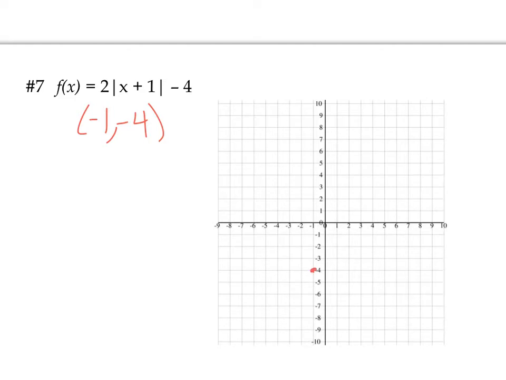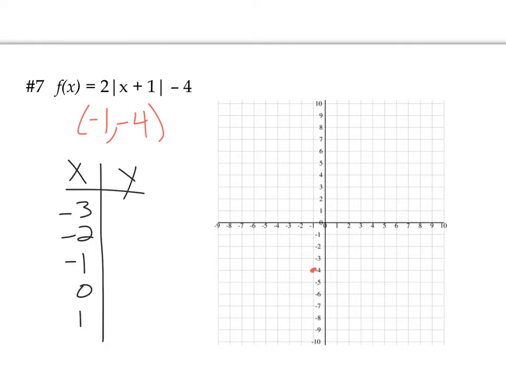Now we can make a table of values. So for my table of values, I should have numbers on either side of -1. I want to pick some numbers on both sides of -1. So -3 and -2. So let's do that. We'll put in -3, -2. -1 we already have down, and then 0 and 1. Just see what happens on both sides of the vertex. We want to make sure we know what happens with both branches of this V.